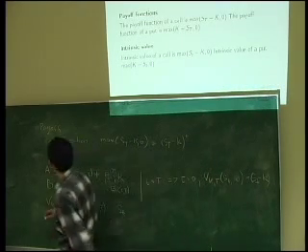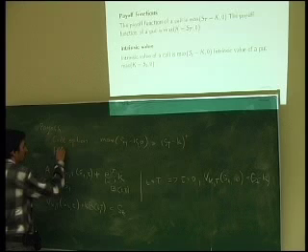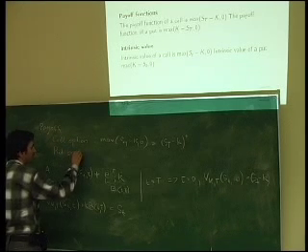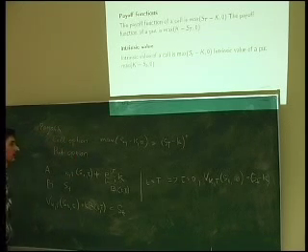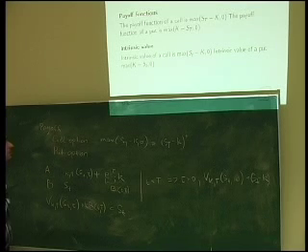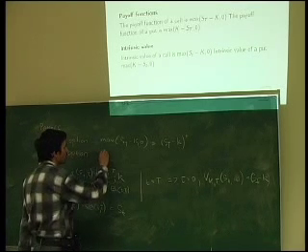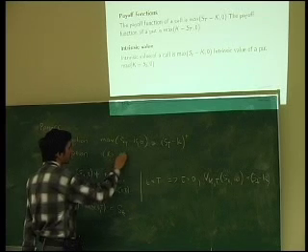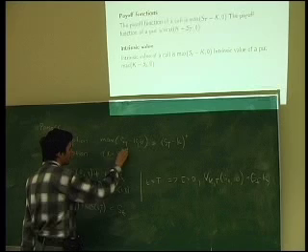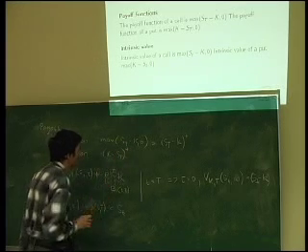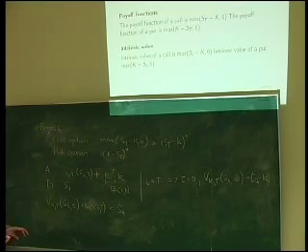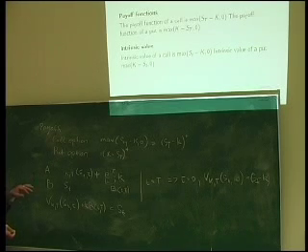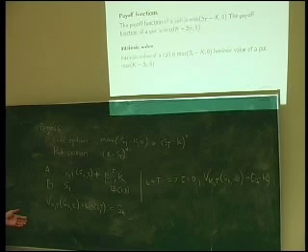And for the put option, the payoff function is K minus S capital T. So in order to get from call option to put option, you simply interchange the strike price and S capital T, the price of the stock at time capital T.